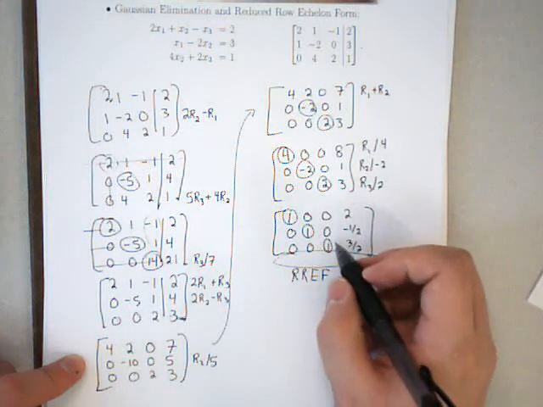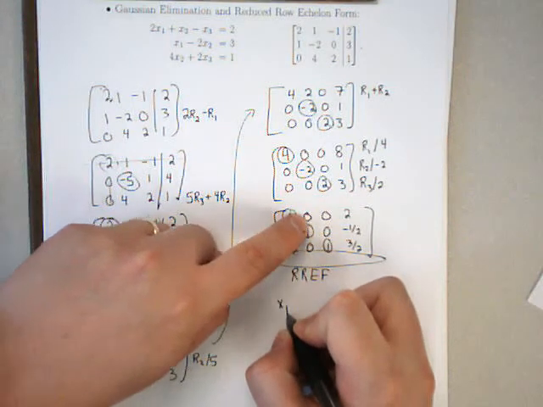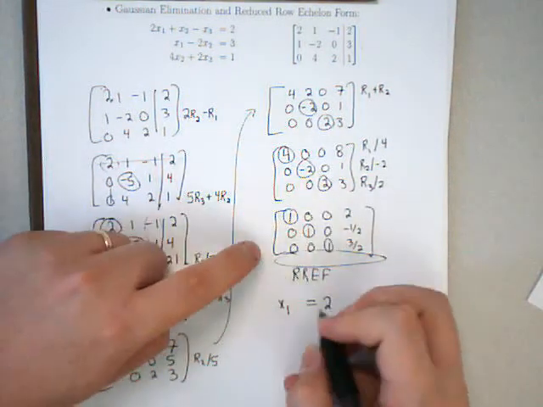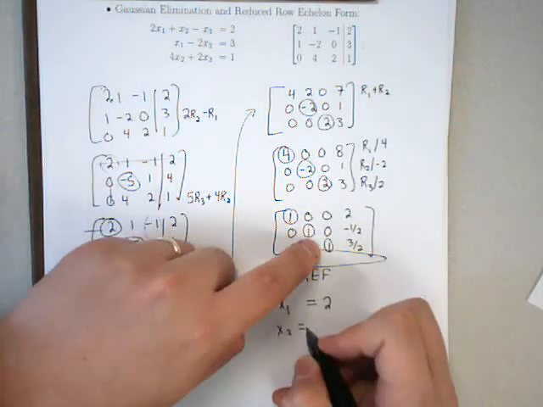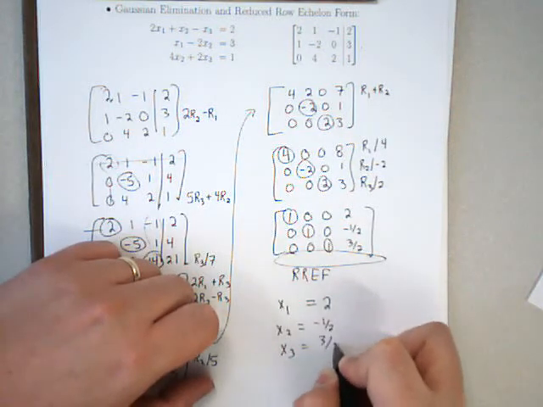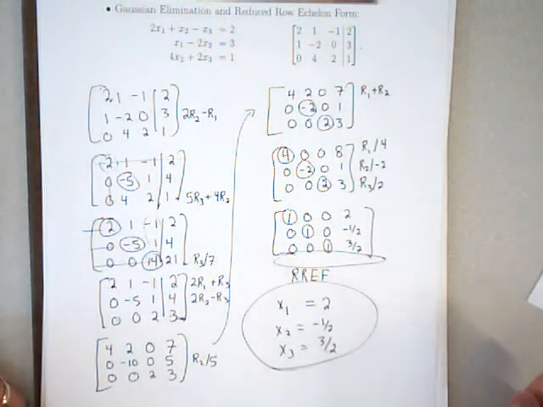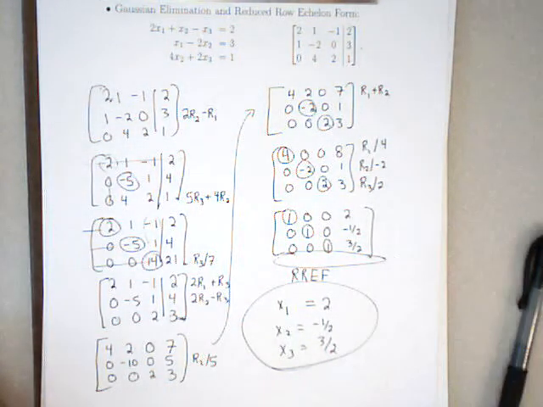What this tells me is the solution to the system is, well, x1 plus 0 has to be 2. I know x2 would have to be negative 1/2, and I know x3 would have to be 3 halves. We've solved the system by just using row reduction along the way. And that gives you an illustration of Gaussian elimination in reduced row echelon form that completes the screen.